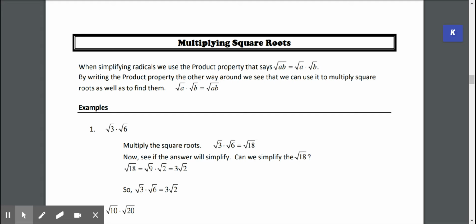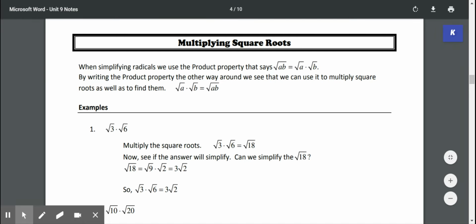Okay, guys, today we're going to be multiplying our square roots. This is very similar to what we were doing last week when we were simplifying. Last week, when we were simplifying, we were able to take what was underneath the radical and break it up into its pieces. Now multiplying is saying that if we have two things underneath the radical, we can multiply them or join them together.